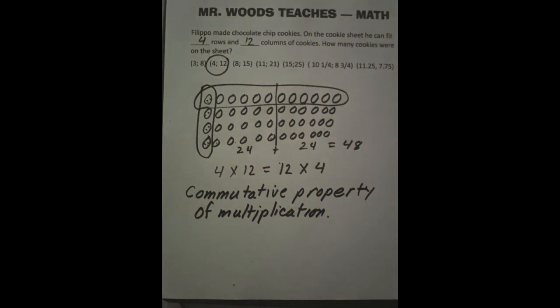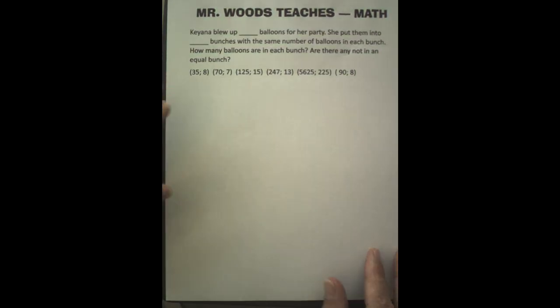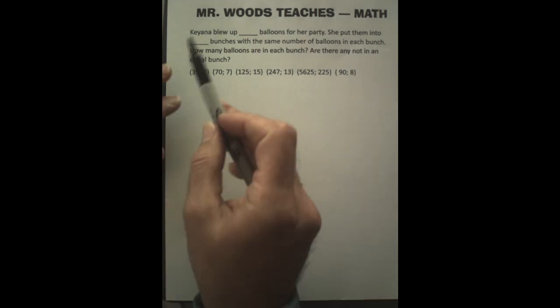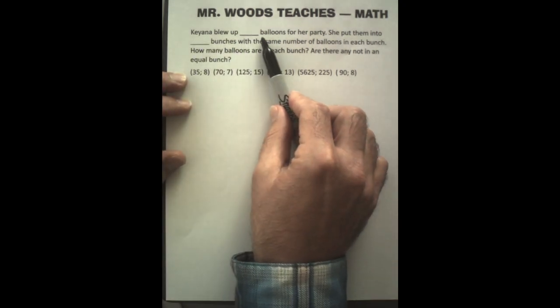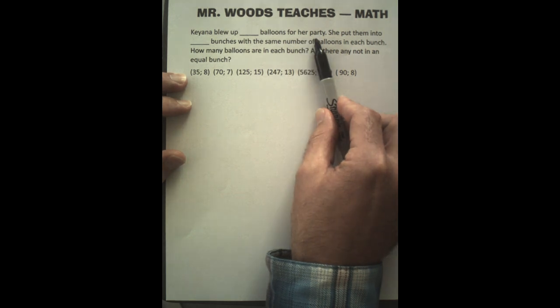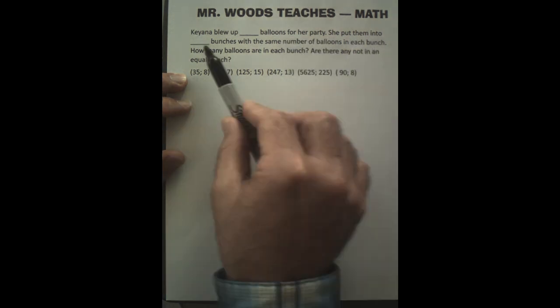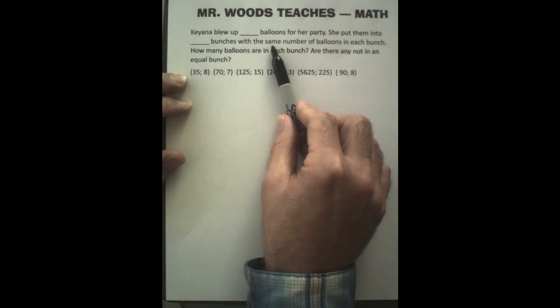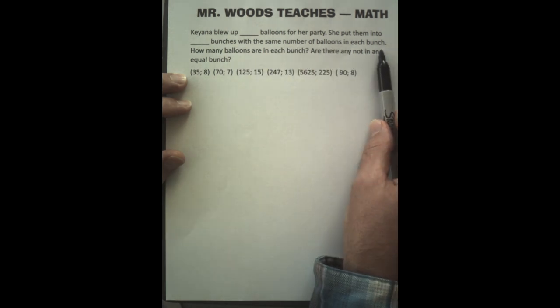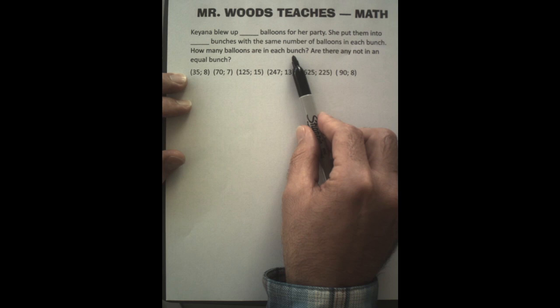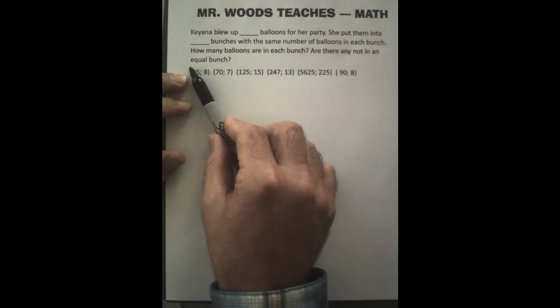Okay. Next problem that's coming up is another CGI problem, one that I hope you enjoy. It's a little bit different. Let's read through it real quick. Kiana blew up blank balloons for her party. She put them into blank bunches with the same number of balloons in each bunch. How many balloons are in each bunch? Are there any not in an equal bunch?